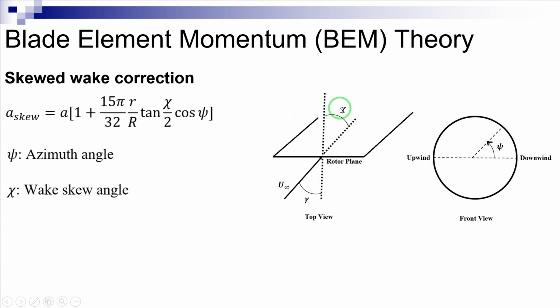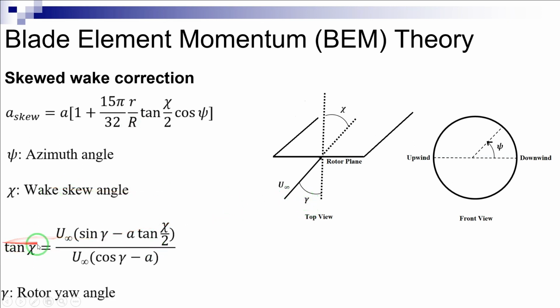Note that this correction is applied to each blade element rather than the rotor, which was the main intention of the original model. The relation between the wake skew angle and the yaw angle is expressed using this equation. Here, gamma is the rotor yaw angle, as shown here in this figure. This equation can be approximated as a simpler equation, as we can see here, where chi is related to omega using this equation.